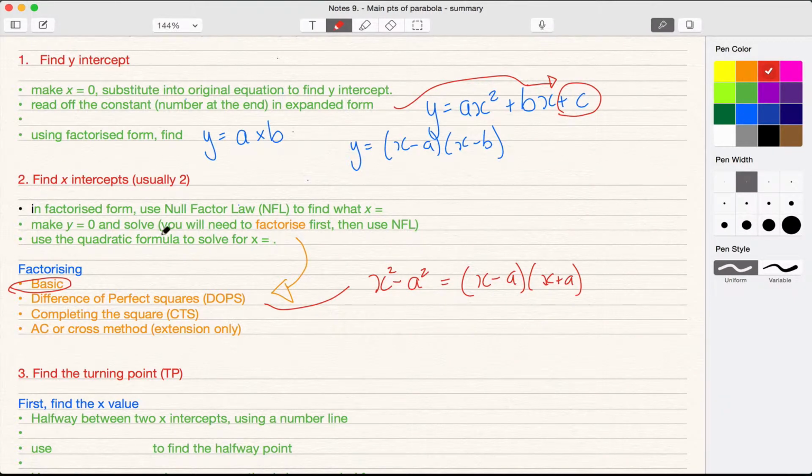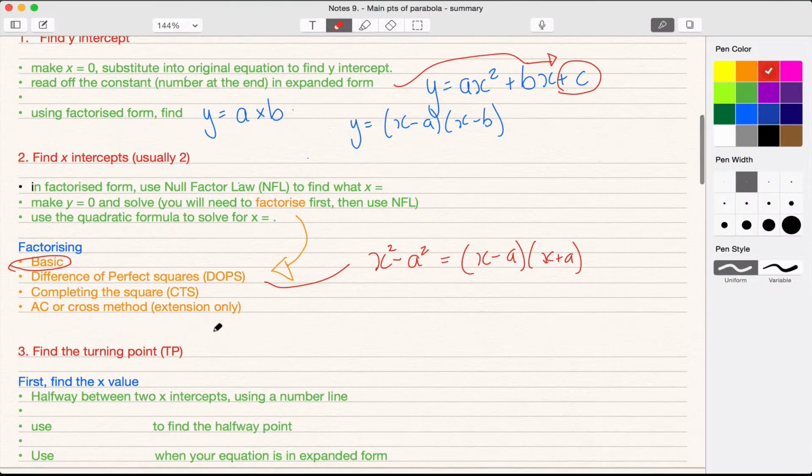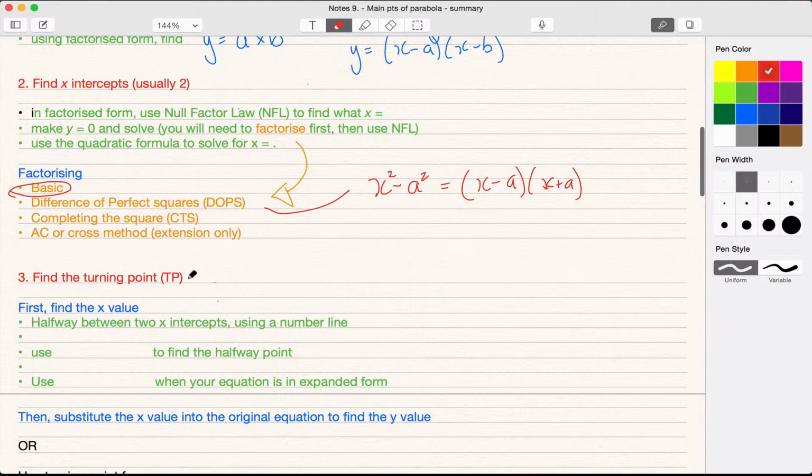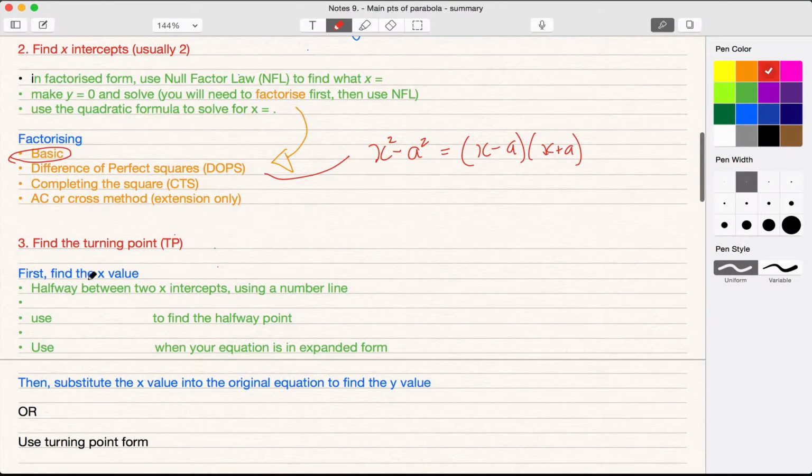Finally, I want to look at how you can find the turning point. This is a two-parter. Firstly, you need to find the x value, and I'll go through some options here for how you can do that. And then, once you have the x value, you need to substitute that into the original equation to find the y value. So your turning point will look like a coordinate point with two numbers in it. This is the x value, this is the y value. So let's look at how we can find the x value.